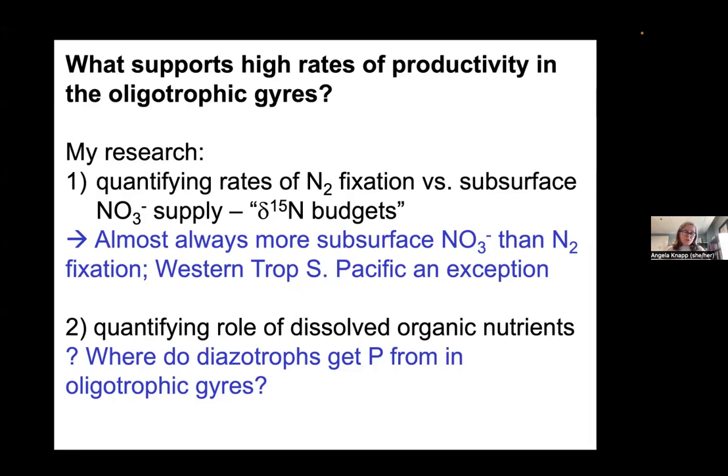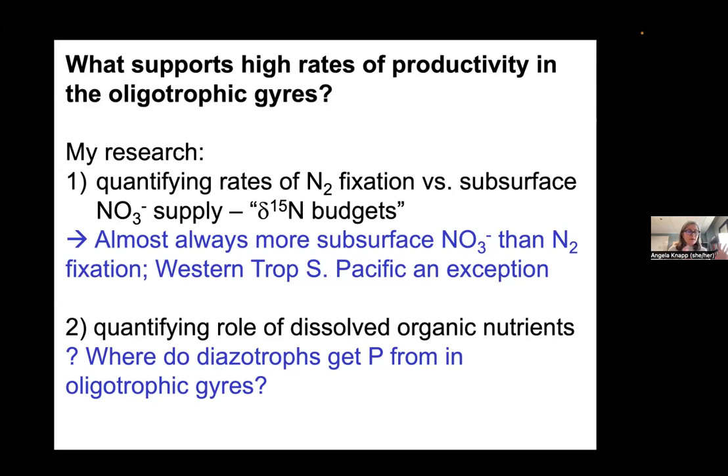all this nitrogen fixation out in the Western Tropical South Pacific, but diazotrophs, they don't just need iron, they also need phosphorus. And if you look at surface ocean phosphate concentrations in the Western Tropical South Pacific, they're very low. But we've known for a really long time that phytoplankton in general, and diazotrophs in particular, are pretty adept at using dissolved organic phosphorus as an assimilative phosphorus source, okay?